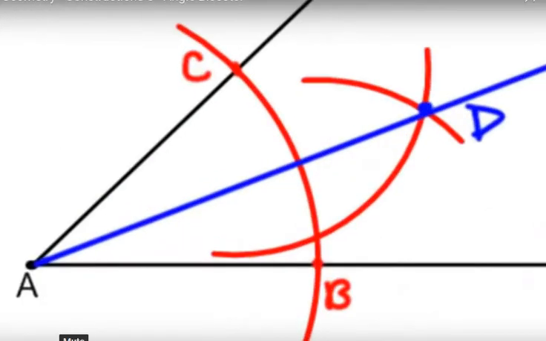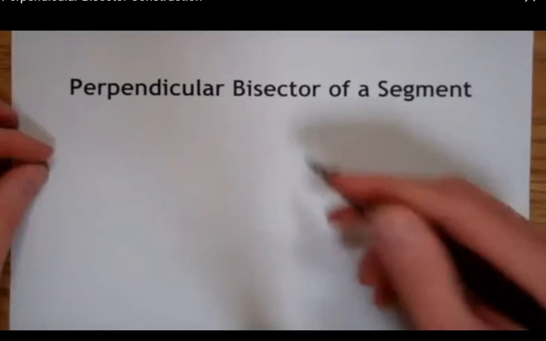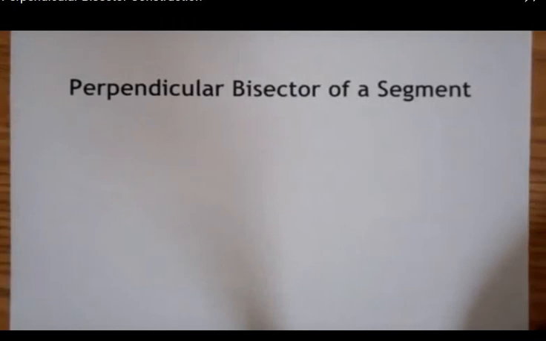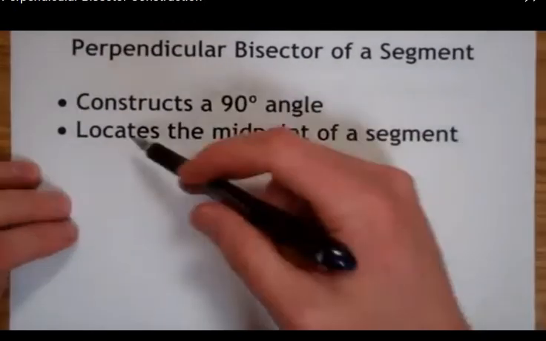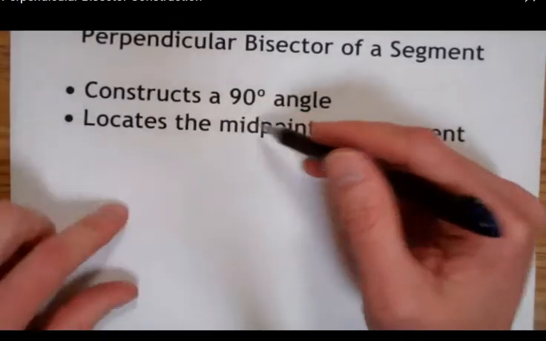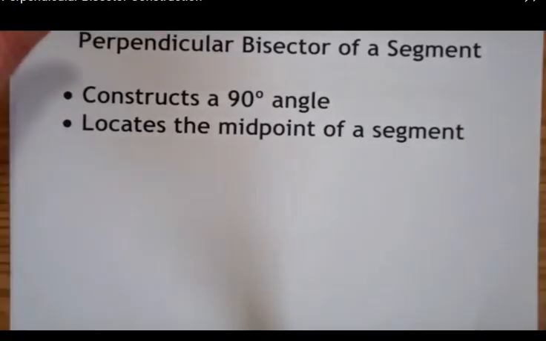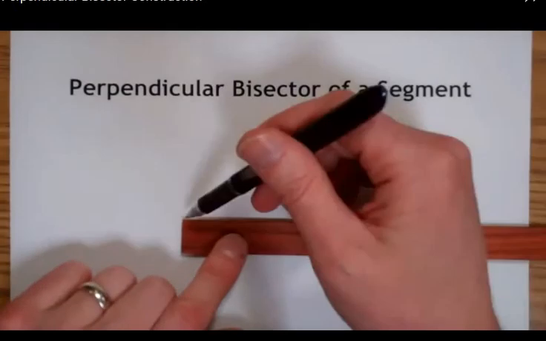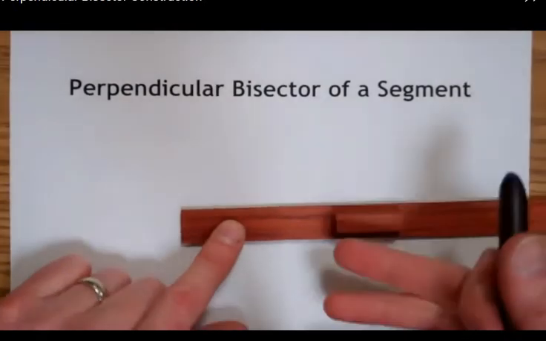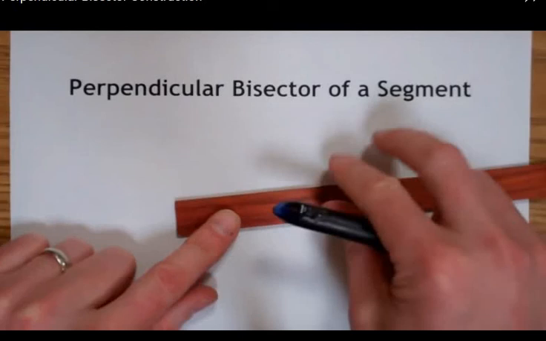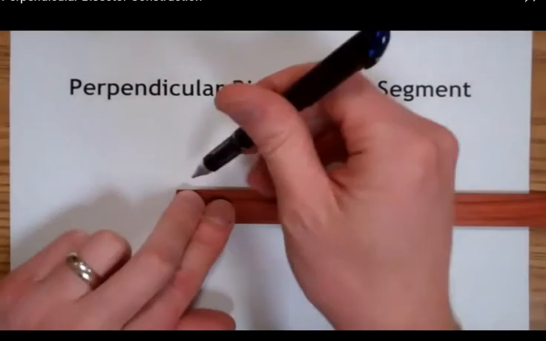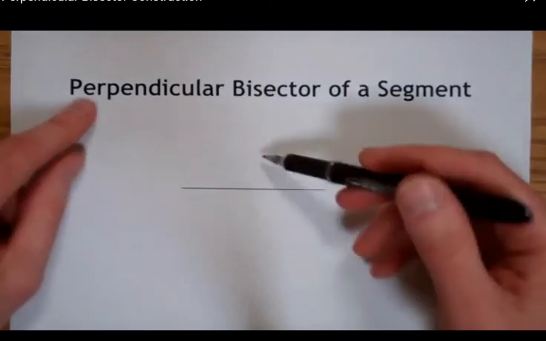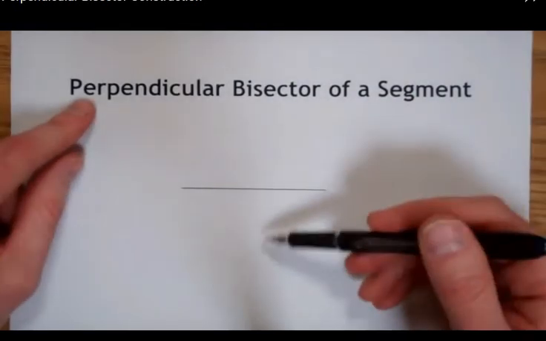This video will show you how to construct the perpendicular bisector of a segment. You can use this construction to construct a 90-degree angle, and it also locates the midpoint of a segment. So you want to start with a segment somewhere in the middle of your page, so you have some space above and below. Remember that perpendicular means it's going to cross at a 90-degree angle, and bisect means that it's going to cut it into two congruent parts.